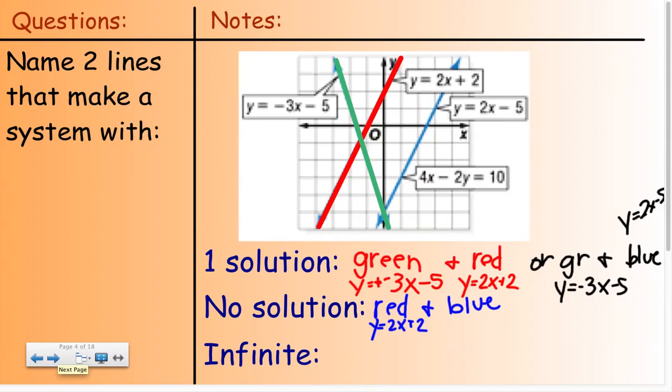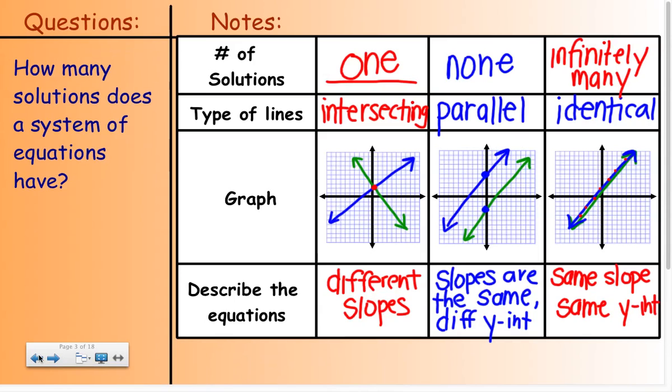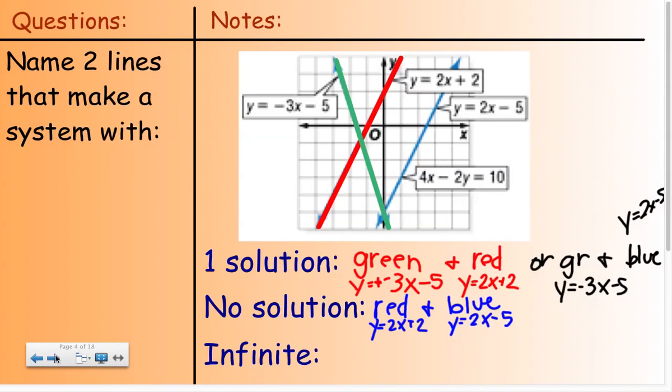And our blue line again has two equations that go with it, but you can write either one. Now, infinitely many, go back a slide again, is identical. So two equations that make the same line.